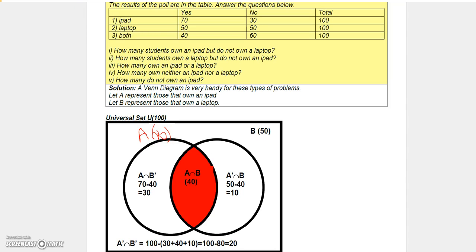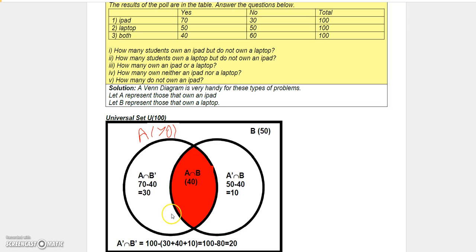Let me fix it for you. Okay, that's a little better. So we have 70 in this circle. This is A. This is those that own an iPad. And then in the ones that own a laptop, we have 50 in that circle. Now, you might notice in the middle, I show that 40 are in the overlap. That's because we know that 40 own both an iPad and a laptop.